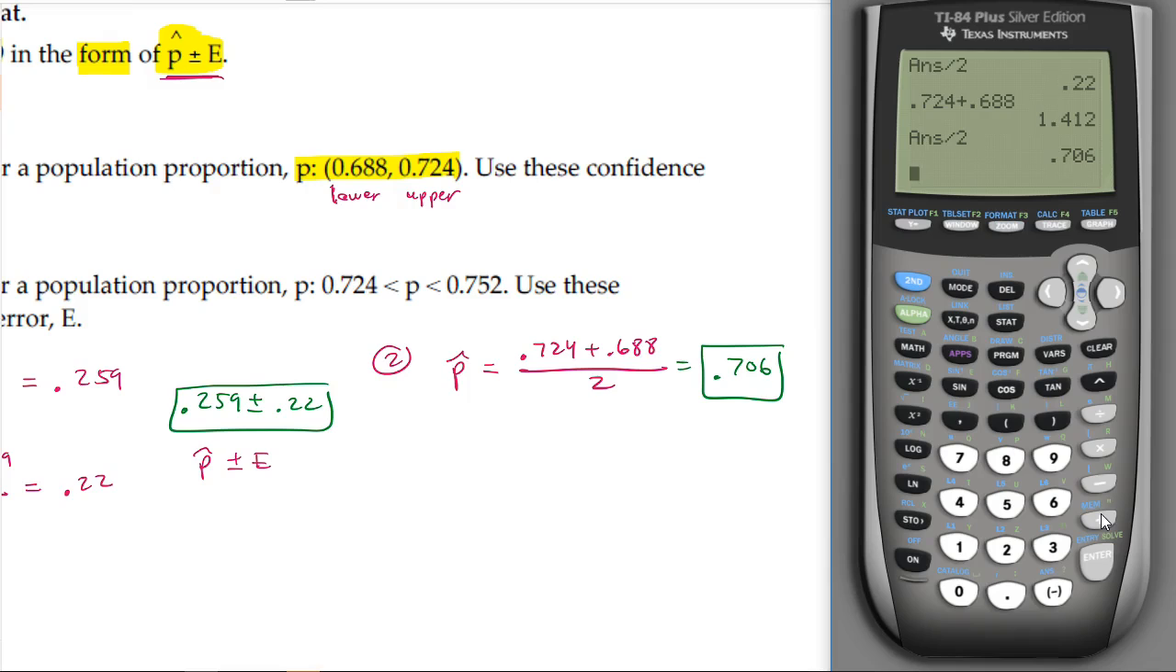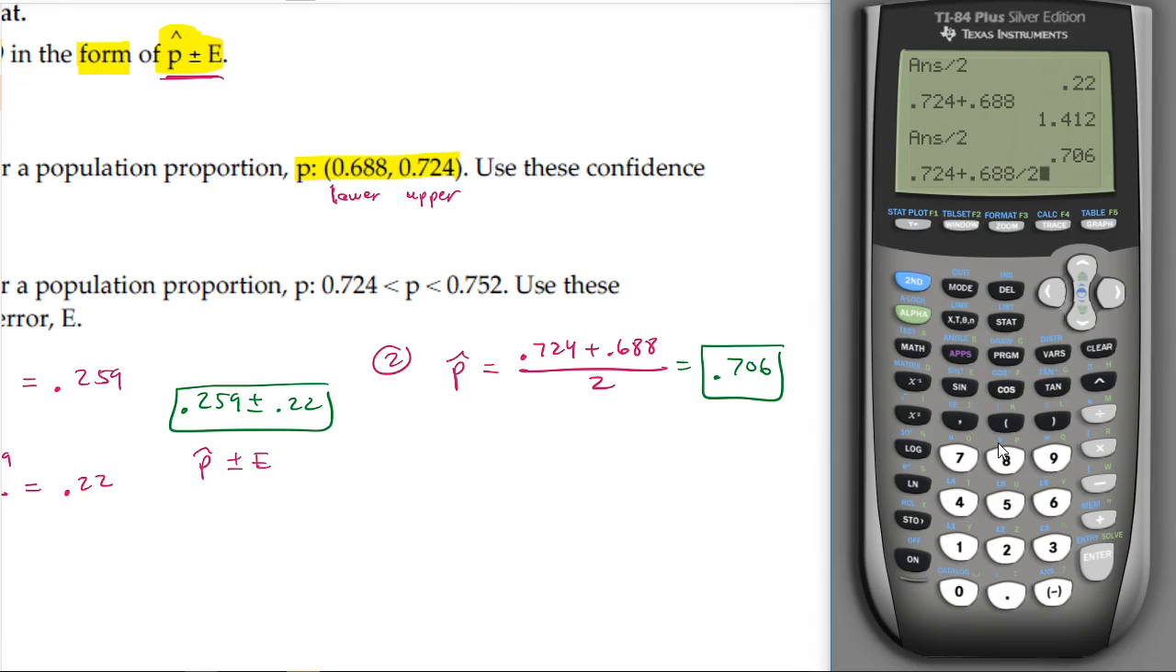and then I'd get 0.706. Okay, before I move on, I want to show you a common mistake I see a lot of students make using the calculator. Say we're calculating this, we'd put 0.724 and then plus 0.688. And see how it says the fraction bar here, divide by 2? I see this mistake many times each semester. Some students would divide by 2 just like that.